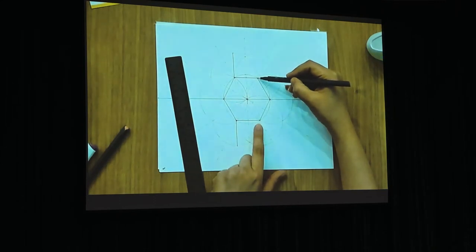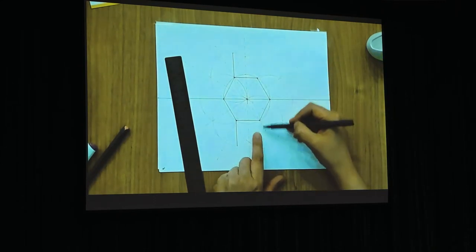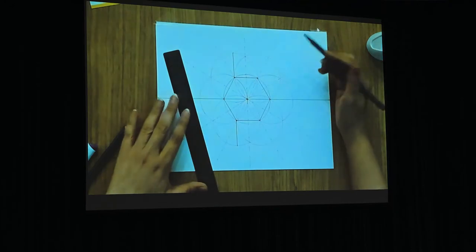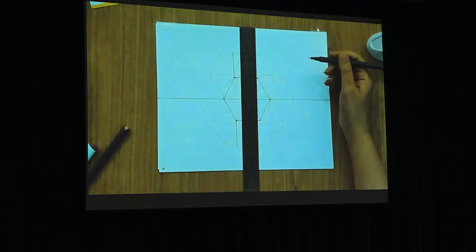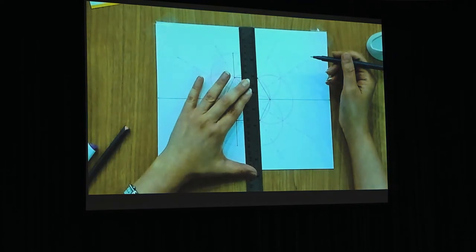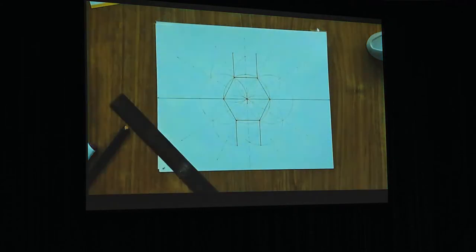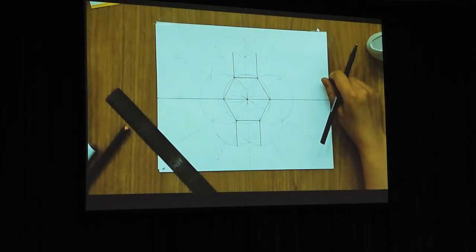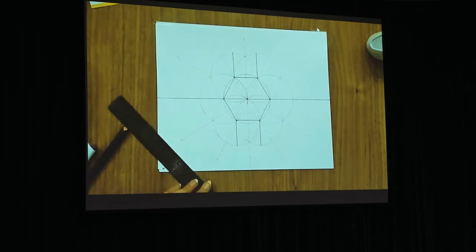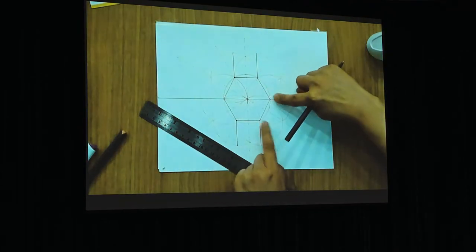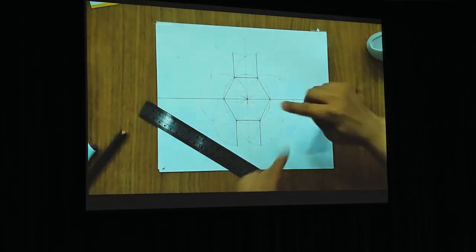Do the same thing on these two points. Again, extend the line outside. These two points. Okay, let's do the same thing with these petals. Okay, so we're making two diagonal lines.